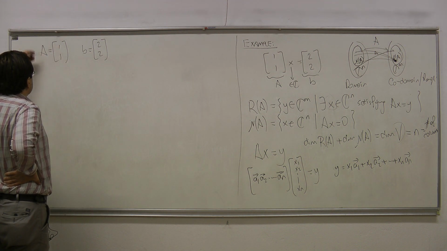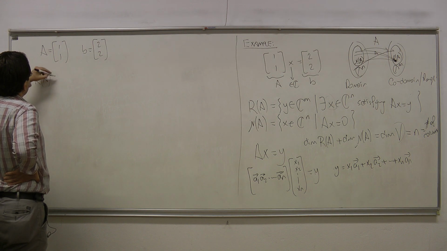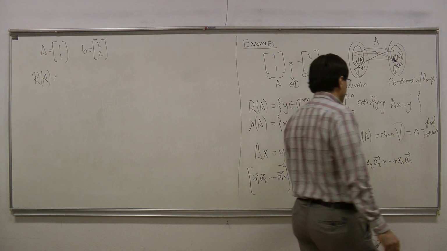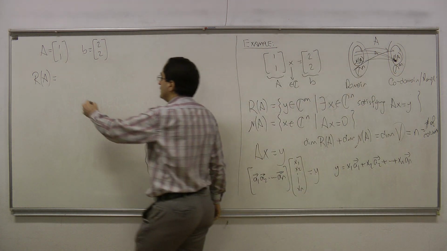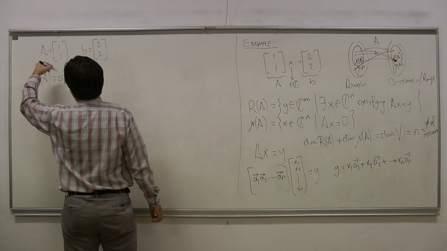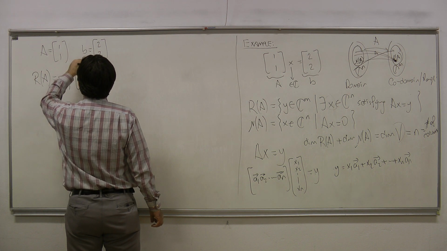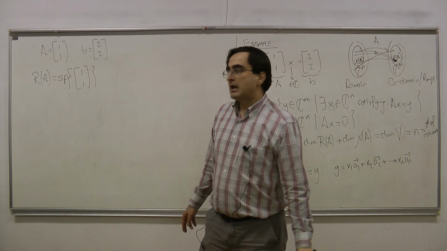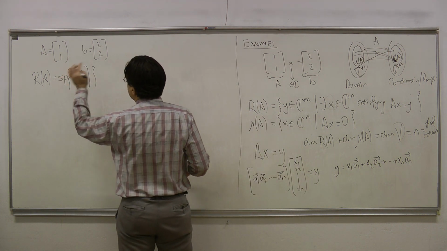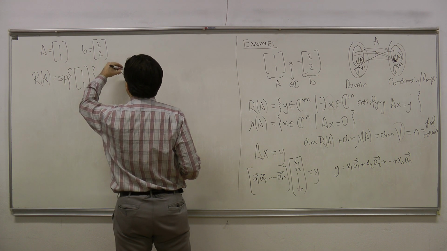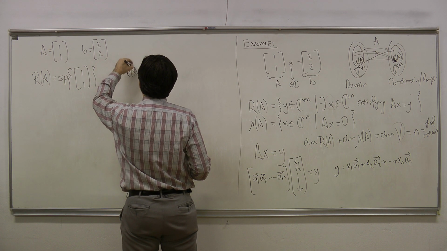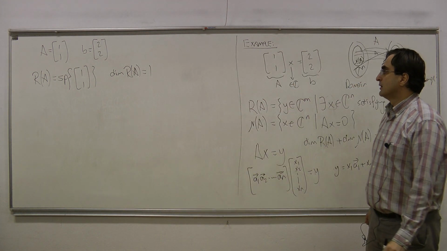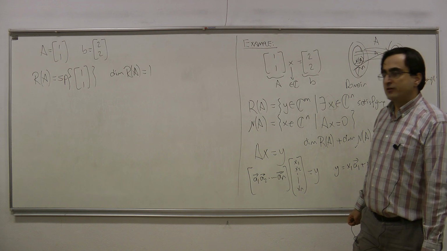So here, what is range space of A? We know that range space is the span of the columns of the matrix. It's the column space of the matrix. So I have span of 1, 1. It's only a single column. So this is my range space of A. And what is the dimension in this case? There is only one linearly independent vector in the basis. Therefore, dimension of range space of A is equal to 1. So what should be the dimension of the null space?